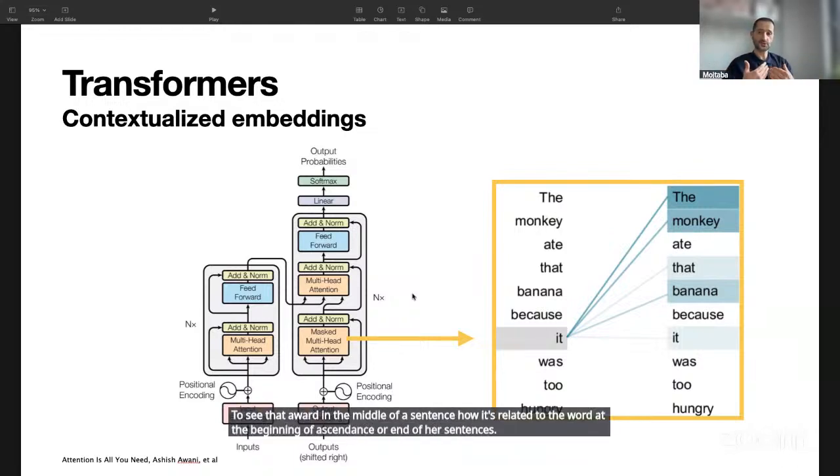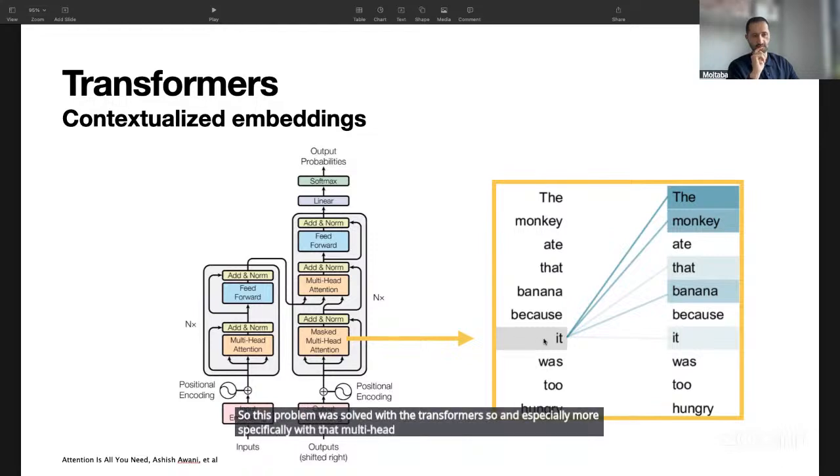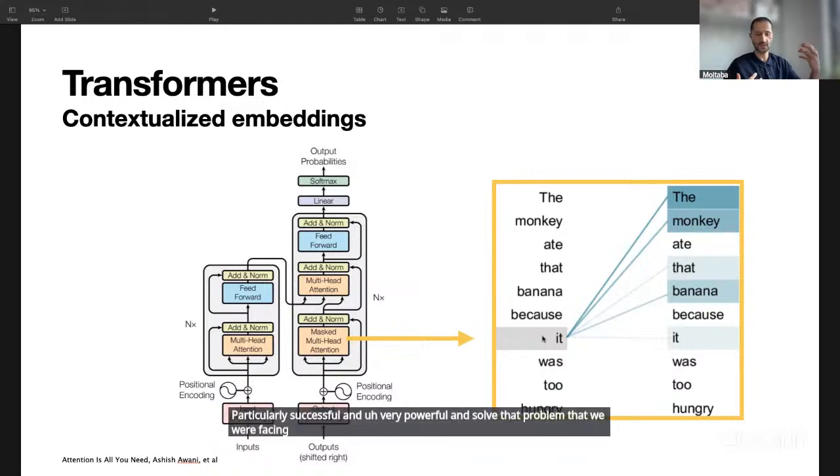So this problem was solved with the transformers, and more specifically with multi-head attention. What it does is try to understand how each word within a sentence is related to other words in the same sentence. It was particularly successful and very powerful, and solved a problem that we had been facing for a long time: how a certain word within a sentence relates to other words in the same sentence.